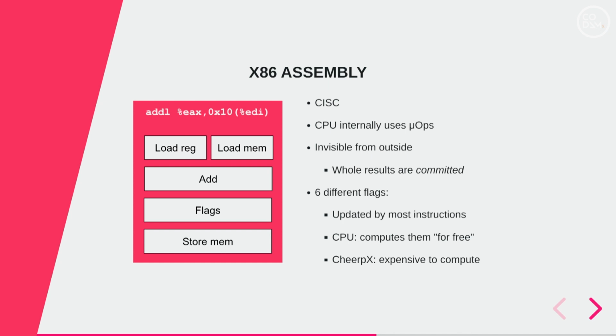And we can actually see that this operation does a bunch of things. It will load the value from a register. Then it will load the value from memory. It will do the actual arithmetic operation. And then it will also compute 6 different flags, which is pretty expensive. And it will also store the result in memory.